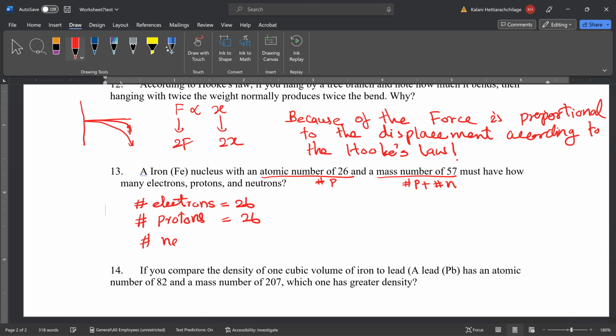Number of neutrons will be the mass number minus the number of protons. So that will give you 31. 31 neutrons. Okay. So now let's move into the next question.